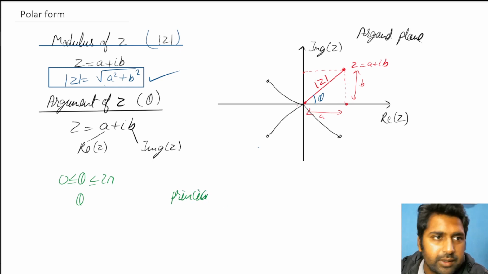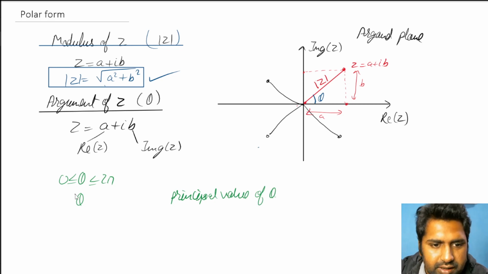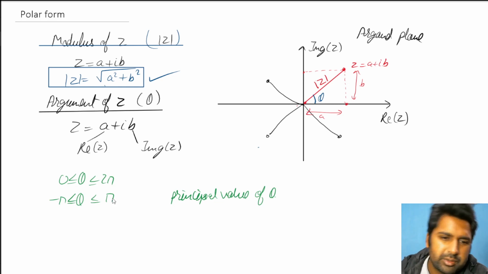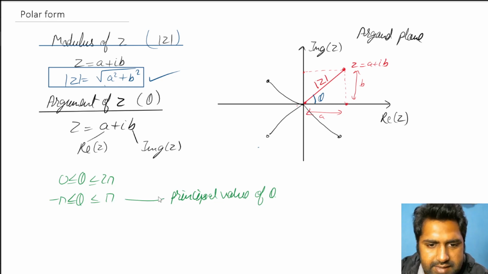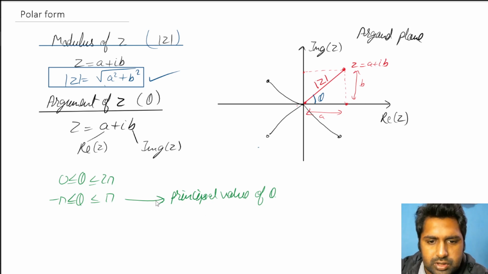But the principal value of theta, meaning the standard value of theta or argument, is defined in minus pi to pi. I know it's a slight change in convention, but this is how it's actually defined. Theta can be in 0 to 2 pi also if nothing is mentioned, but the general idea is that we always take theta in minus pi to pi, not 0 to 2 pi.